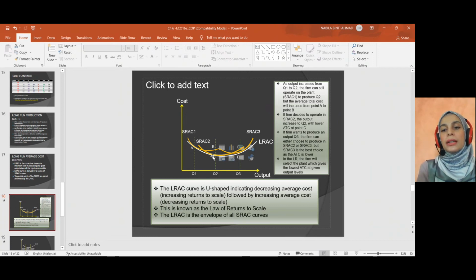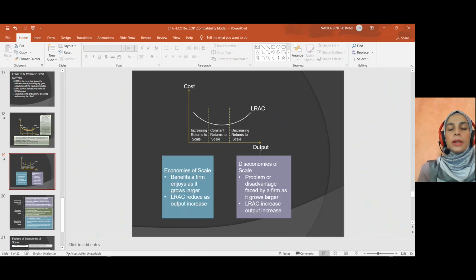Dia indicate decreasing average cost, iaitu increasing returns to scale and increasing average cost, decreasing returns to scale. So this shape ini dan juga this law long run cost of production ini adalah based on the law of returns to scale. Right? So U-shape ini kita buang all the short run average cost, kita hanya lihat di sini long run average cost. So kita ada increasing returns to scale, constant returns to scale and decreasing returns to scale.